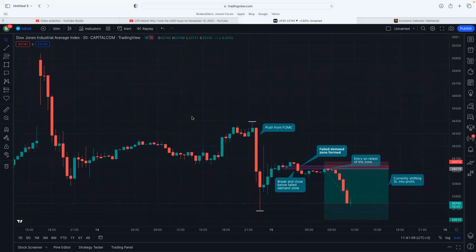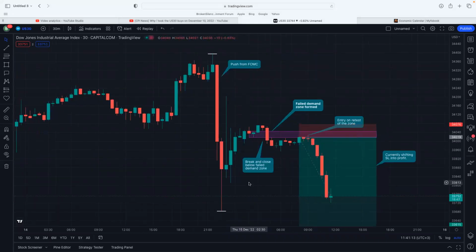Of course, at the moment, as I've mentioned, I took partials around this area because I did not want to just have a repeat of yesterday whereby I did not take a lot of partials and then price came and stopped me out in profit. So I was better off just taking what I could, and now I'm letting the rest run with stop loss just above this high.